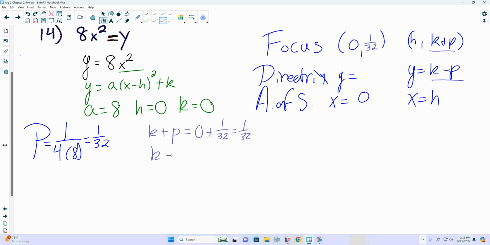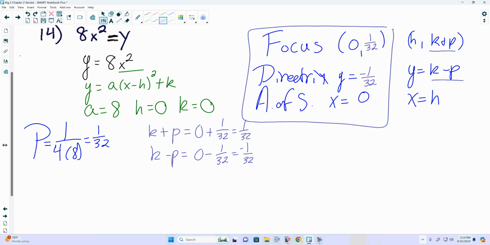Directrix, we need to find k minus p. This is kind of nice. We can do it in the calculator or we can do it by hand. Doesn't matter which. 0 minus 1 over 32 is, that's it. So again, I would keep referring back to that reference page for all this here, because all we had to do is line up the information we had and plug in our values. Questions on 14? We feel good with 14.